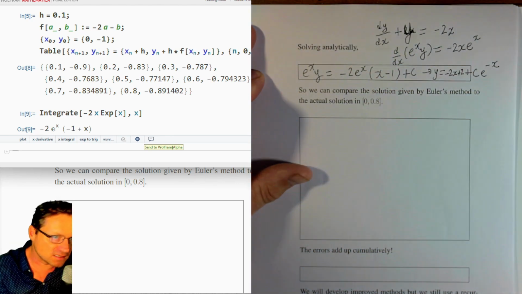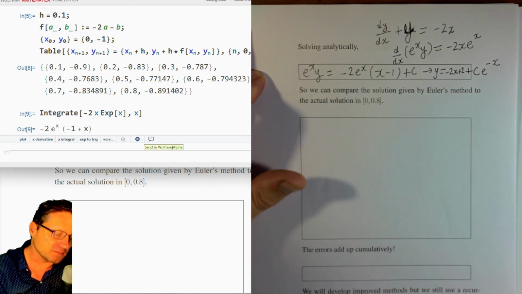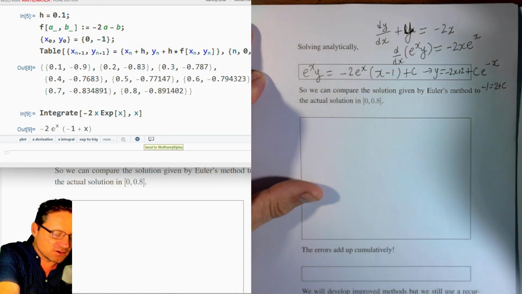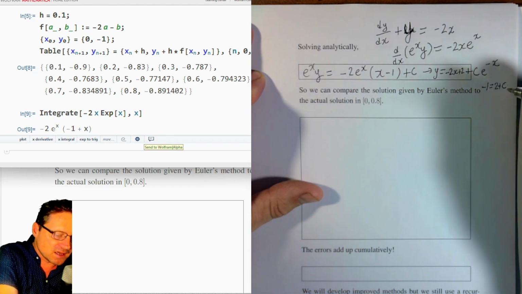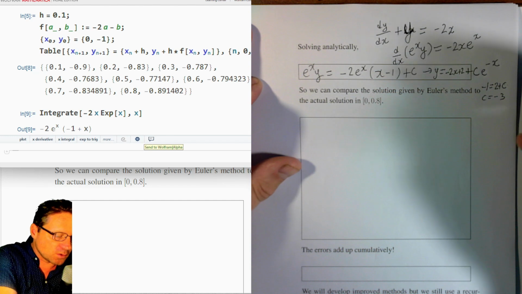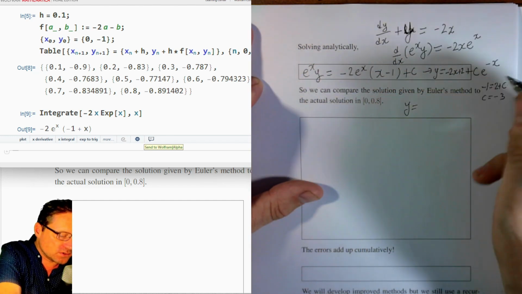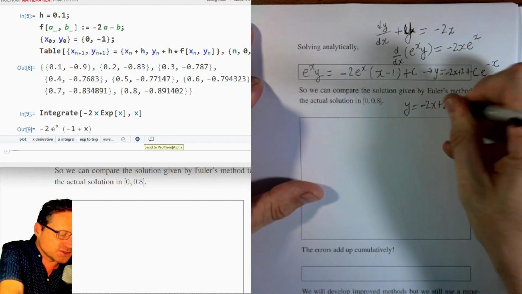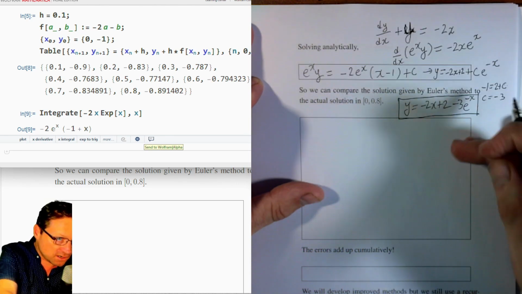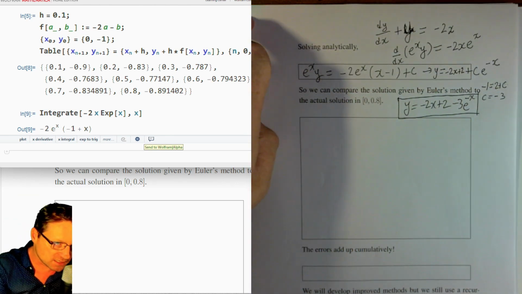Okay, but y of 0 is minus 1, so we have then minus 1 is equal to 2 plus c e to the 0. e to the 0 is 1, so this gives us c is minus 3. Okay, and so we have then y equals minus 2x plus 2 minus 3 e to the minus x. Okay, so that solves that. We've just done all the details of that analytic solution there.